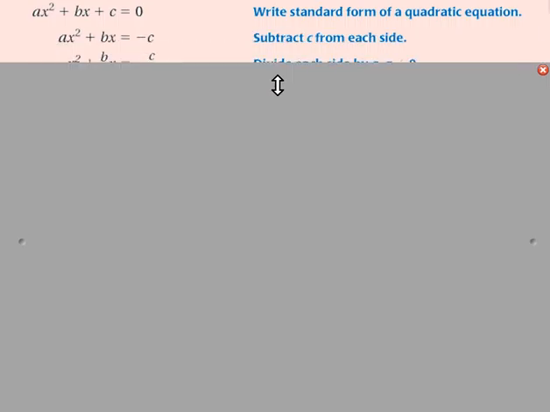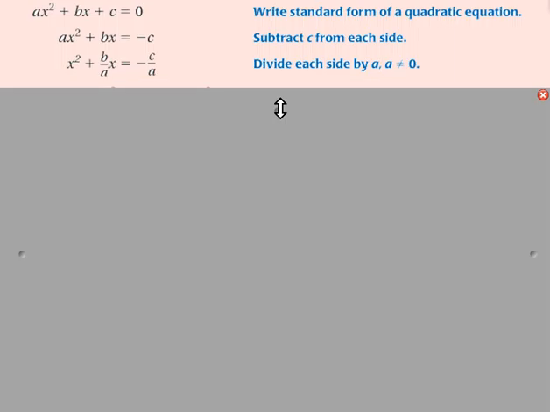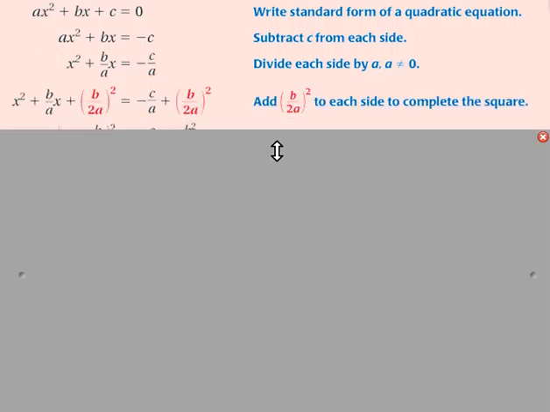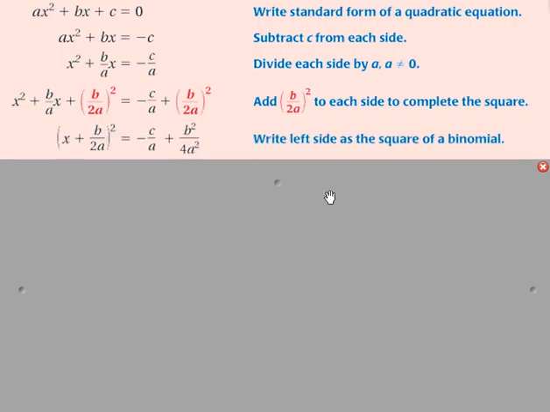First thing we do is get the variables on one side, numbers on the other, so we subtract c. Then we have to get rid of whatever's in front of the x squared, so we divide by a. Okay, here's where it starts to get ugly. We take half of b, we square it, we complete the square and write it as a square. At this point you're just following along.